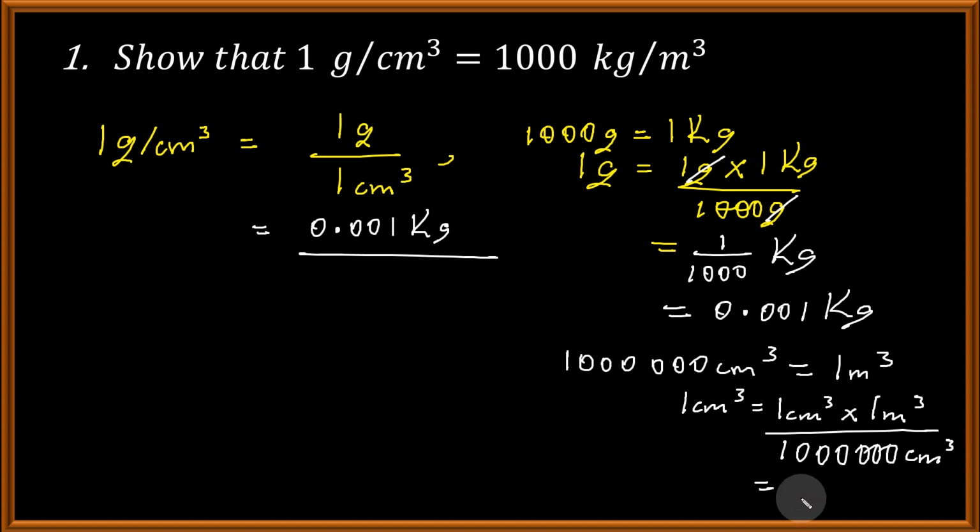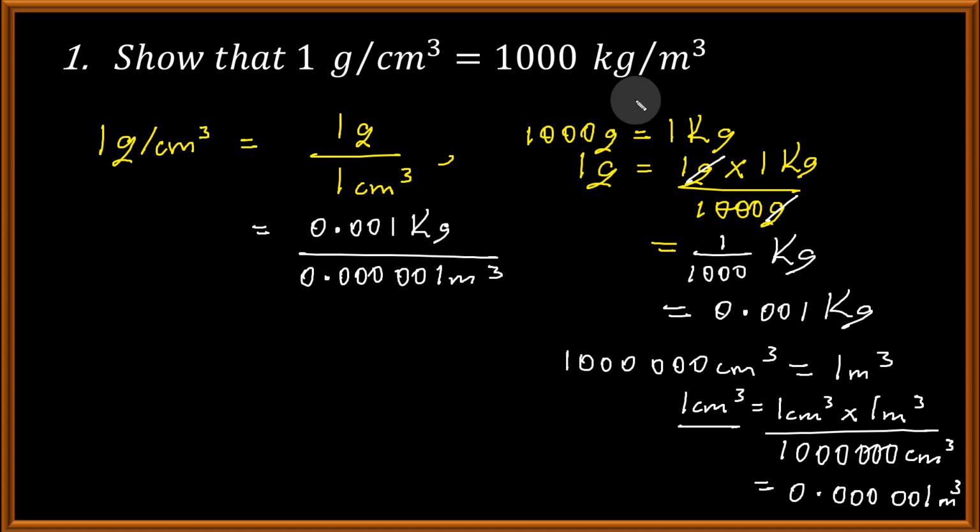And this definitely is going to give me 0.000001. There are going to be 6 decimal places: 1, 2, 3, 4, 5, 6. Of course, meters cubed. And I've converted 1 centimeters cubed into meters cubed. So this 1 centimeters cubed is 0.000001 meters cubed. And you can see I have my kilograms divided by meters cubed, which is this one here.